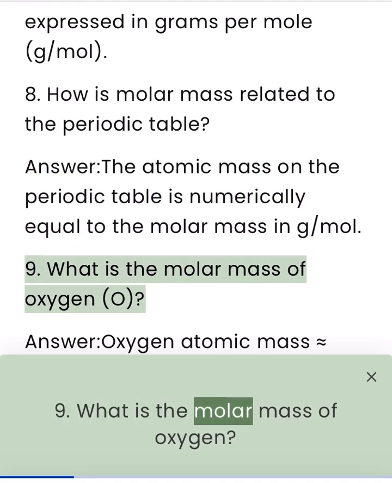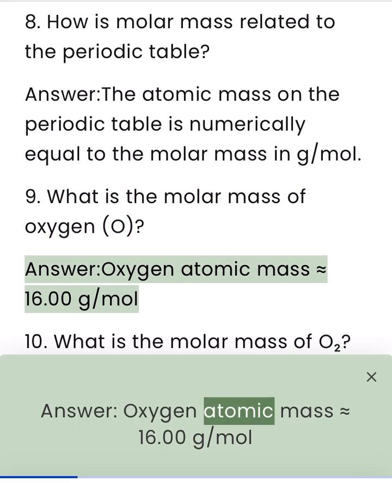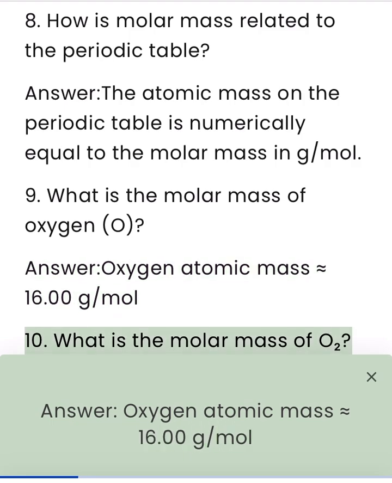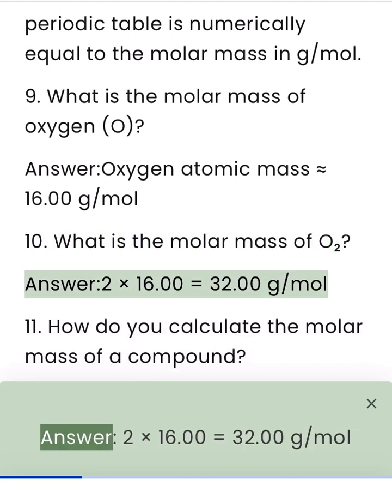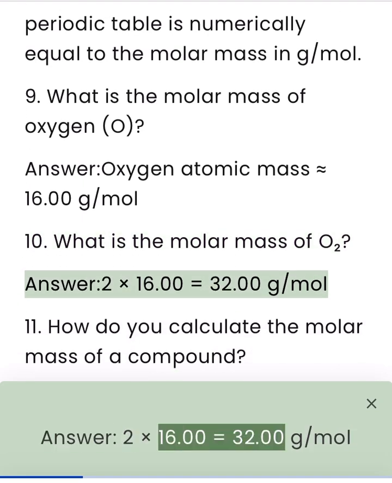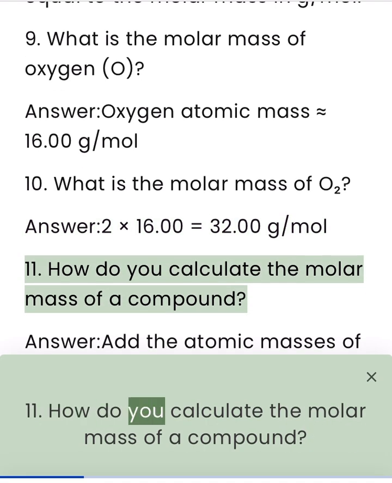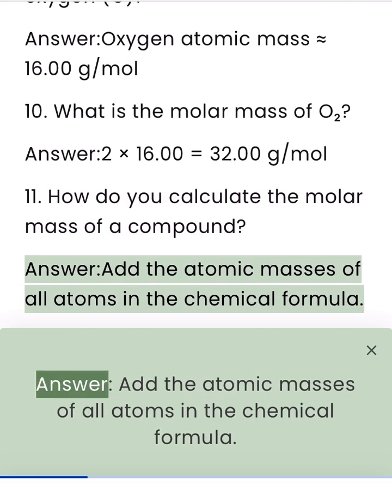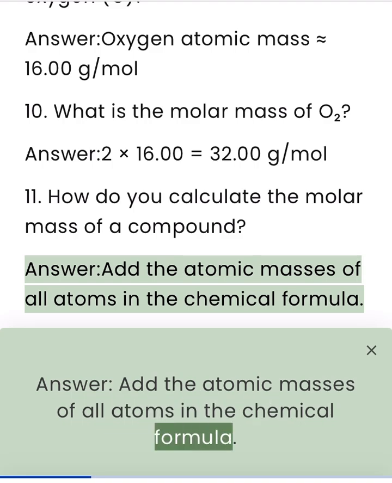9. What is the molar mass of oxygen? Answer. Oxygen atomic mass 16.00 g/mole. 10. What is the molar mass of O2? Answer. 2 × 16.00 equals 32.00 g/mole. 11. How do you calculate the molar mass of a compound? Answer. Add the atomic masses of all atoms in the chemical formula.